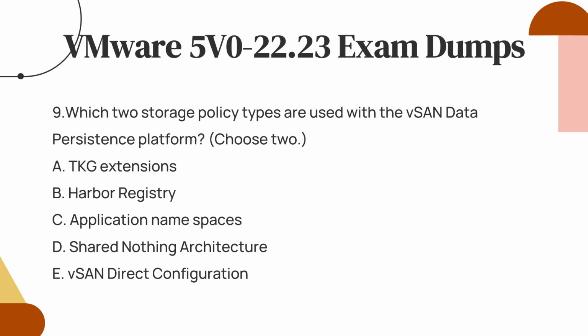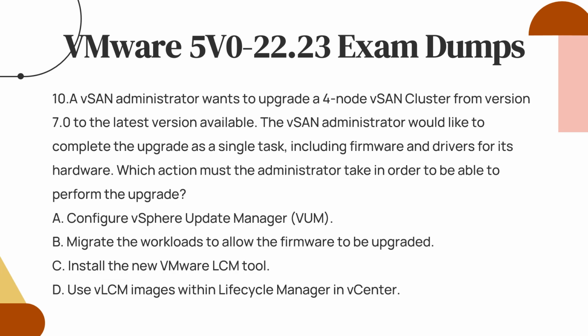9. Which two storage policy types are used with the vSAN data persistence platform? Choose 2. A. TKG extensions. B. Harbor registry. C. Application namespaces. D. Shared nothing architecture. E. vSAN direct configuration.